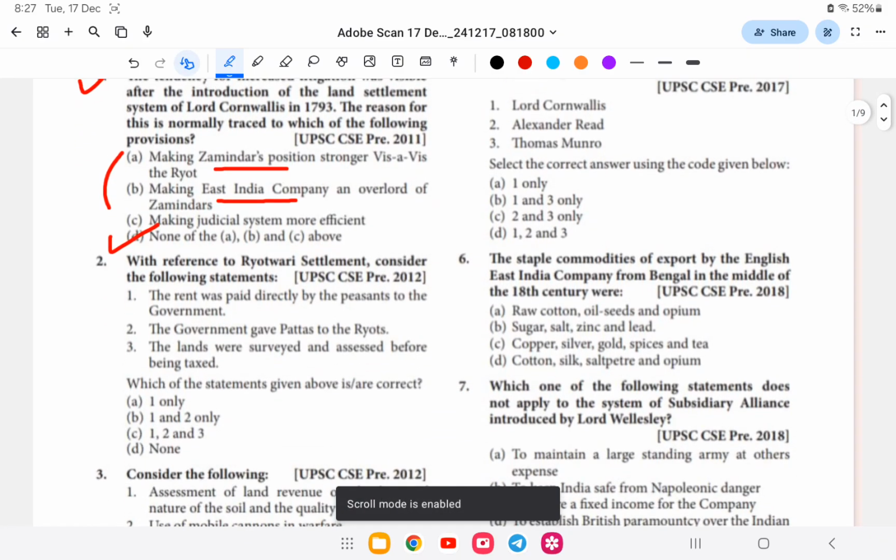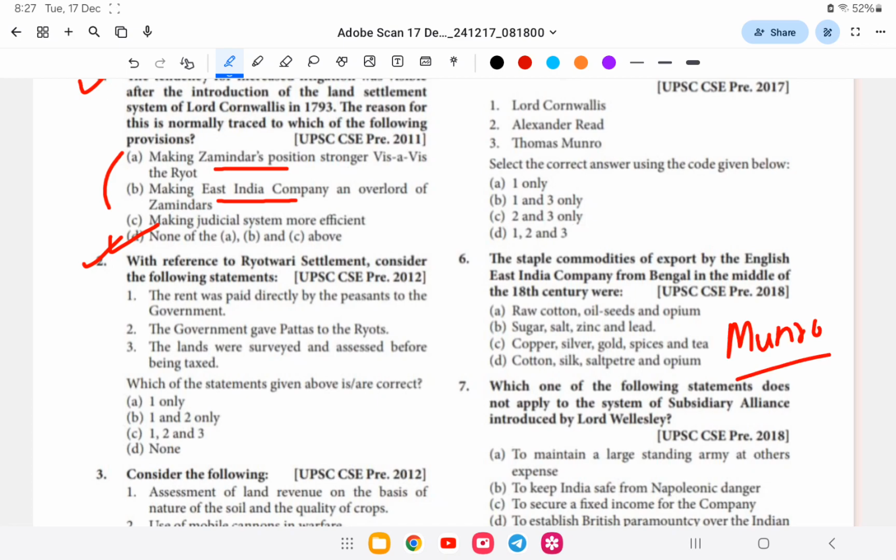Question number 2. With reference to the ryotwari settlement, consider the following statements. Ryotwari settlement, first of all, who started it? That is Thomas Munro. Thomas Munro started it in 1820. So let us see what the statements are.